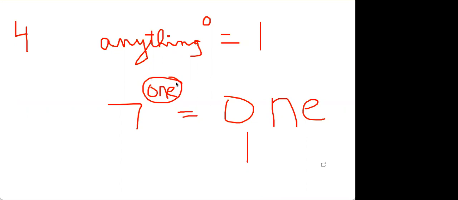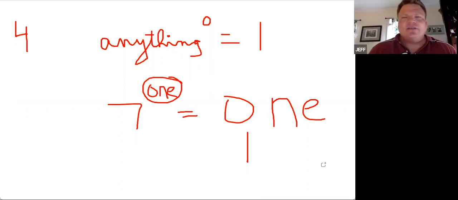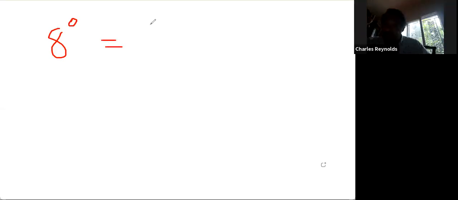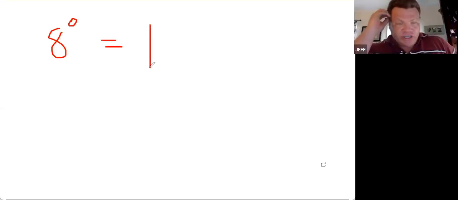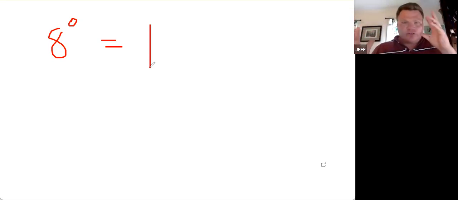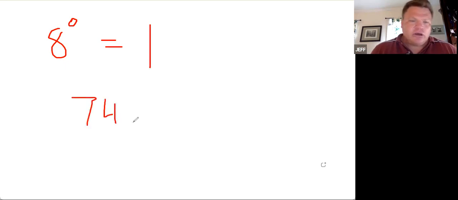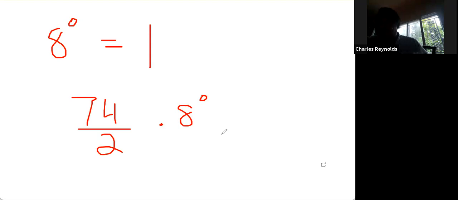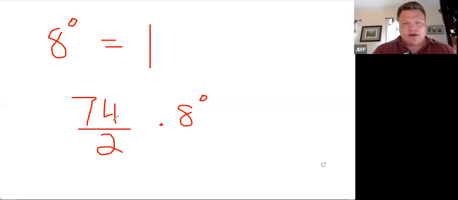7 to the 0 would be 1. Anything at all. There's almost nothing to memorize here. 8 to the 0 is 1. And what I've seen GED do, instead of making this its own exponent question, is weave it into some longer problem with multiple steps. So it'd be a whole bunch of math, 74 divided by 2 times 8 to the 0 power. And that's just 1.